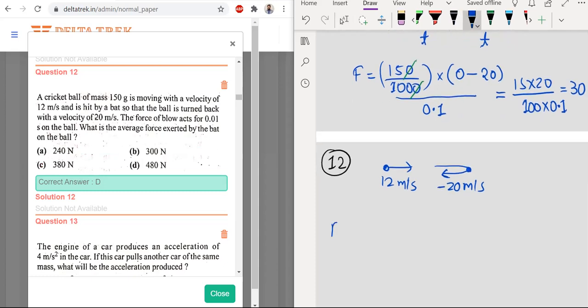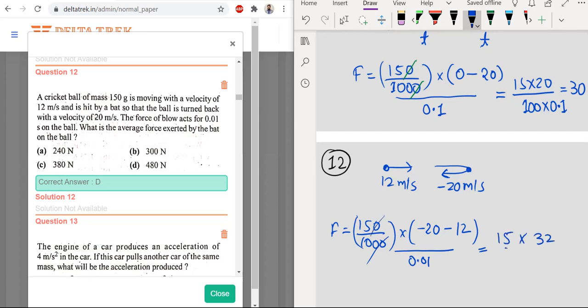Clear? So now the force will be the same: 150 divided by 1000, this is our mass, into final speed, which is now minus 20, minus the initial speed, which is 12, divided by the time taken, which is now 0.01. So if I solve it, 10 is going to get cancelled. It will be 15 into 32 divided by 100 into 0.01.